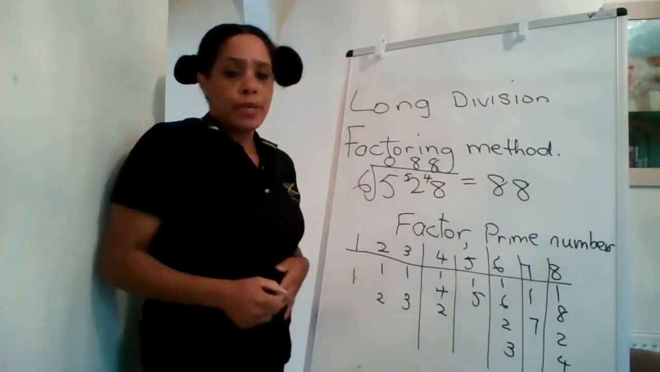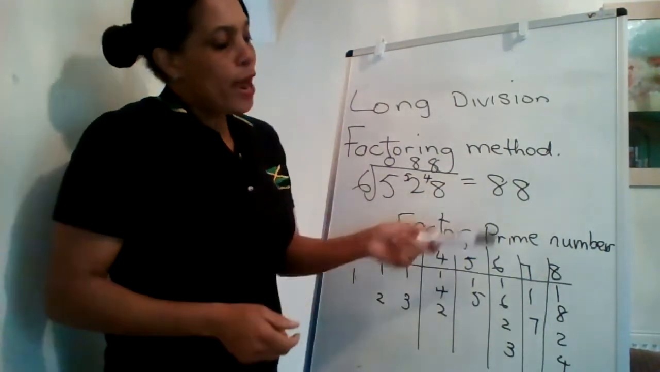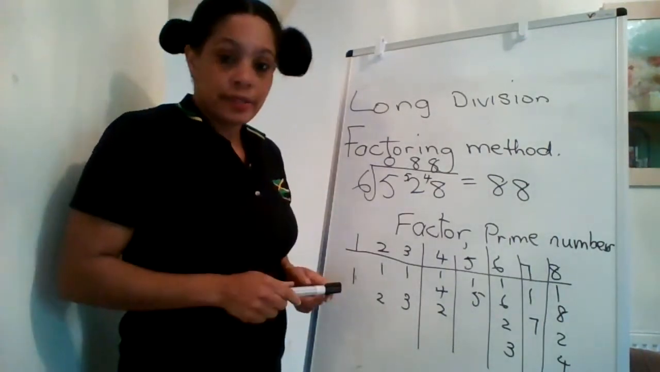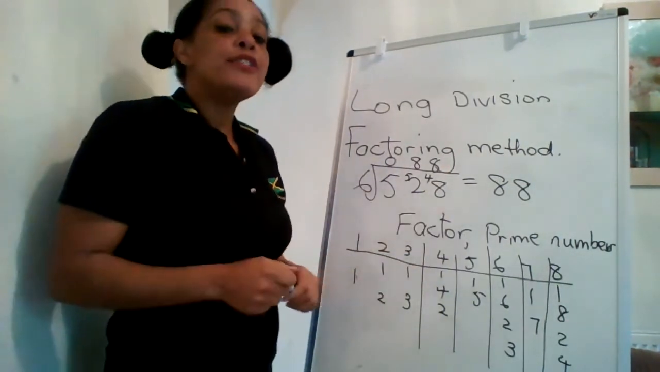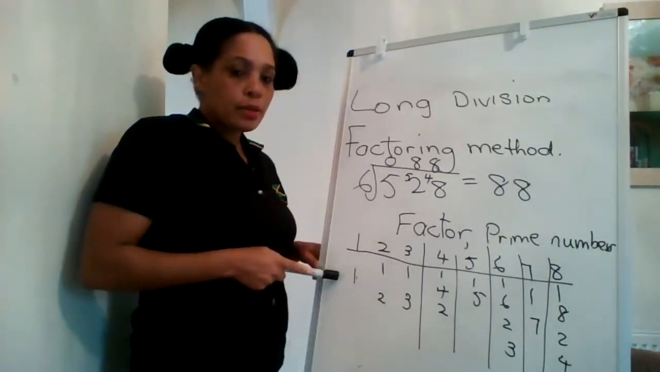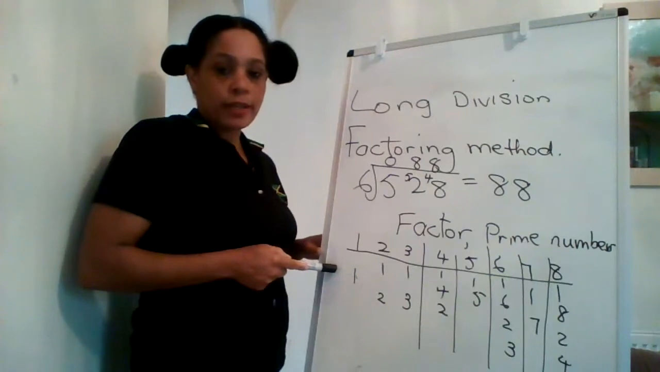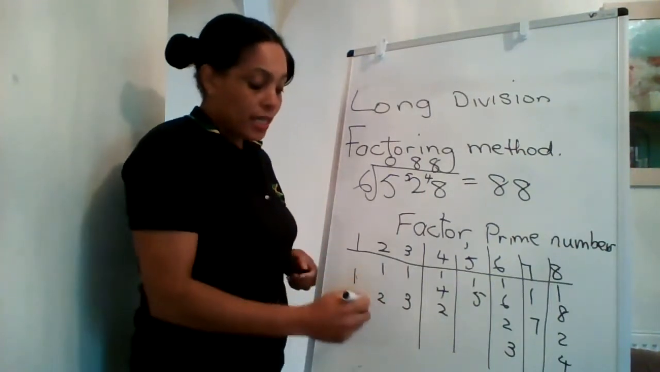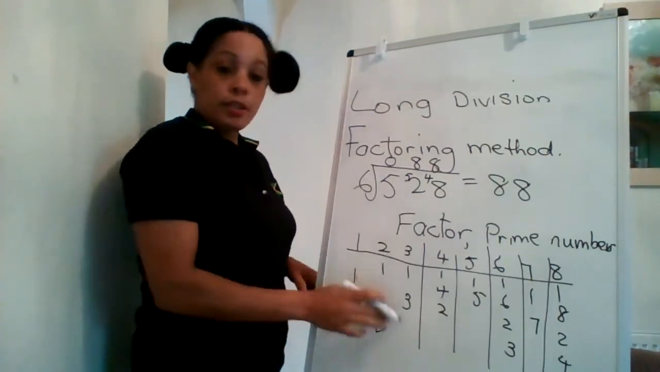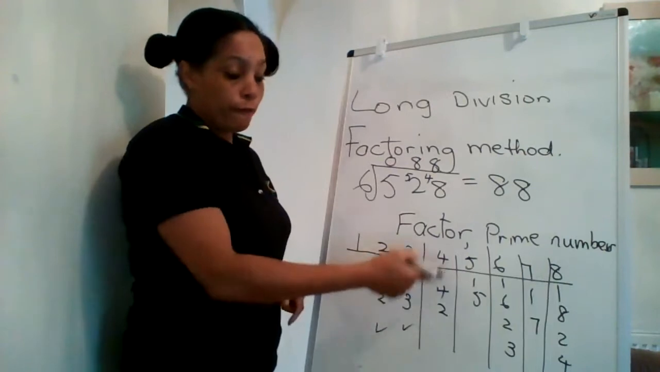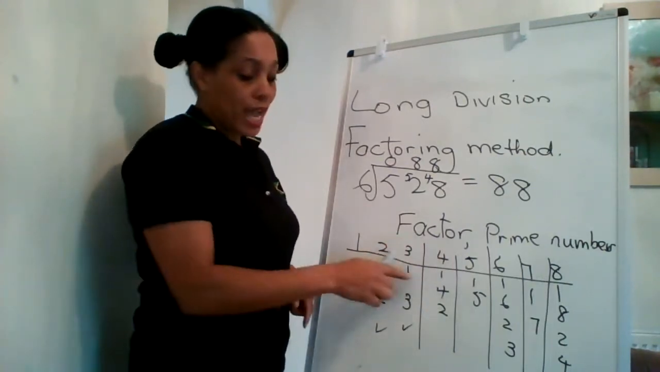What are prime numbers? Prime numbers are numbers that have only 2 factors. Is 1 a prime number? No, it has 1 factor. Is 2 a prime number? Yes, because it has only 2 factors. Is 3 a prime number? Yes, it has only 2 factors. Is 4 a prime number? No, it has more than 2 factors.